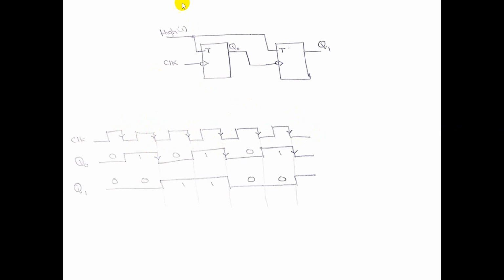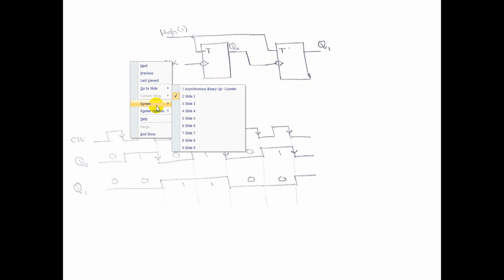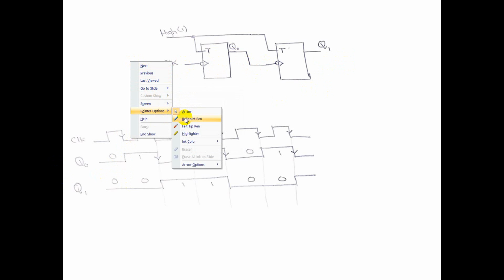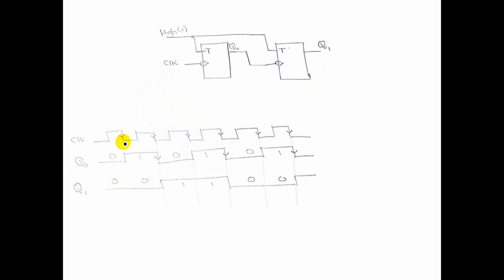To start with, initially we will reset both flip-flops. Resetting the counter means I'm going to have 0 0 initially in my flip-flops, so initially all the values will be 0. So if you see here, till the first negative edge of the clock, the outputs Q0 and Q1, both of them, are 0. So what will happen when this 0 comes at the first negative edge of the clock? It will see that the input for the first flip-flop is high.